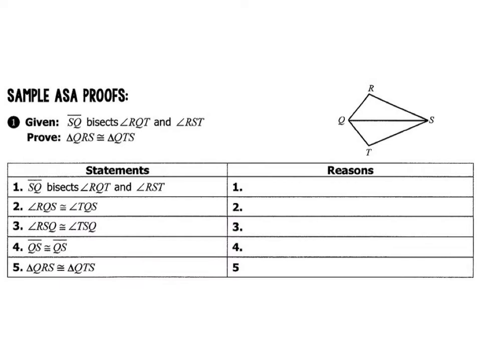Alright, so here's a sample ASA proof. Start with our given information. We know that SQ bisects RQT. So RQT would be this angle right here, and RST, this angle right here. So we know that it bisects. That is a given piece of information. It bisects those two angles. Our goal is to prove that the two triangles are congruent.